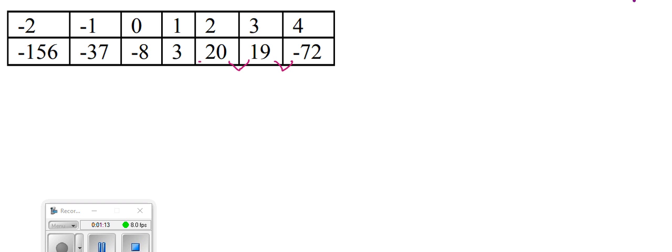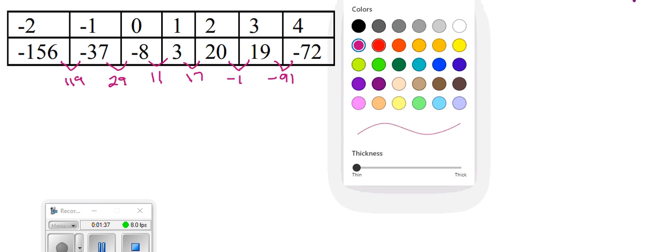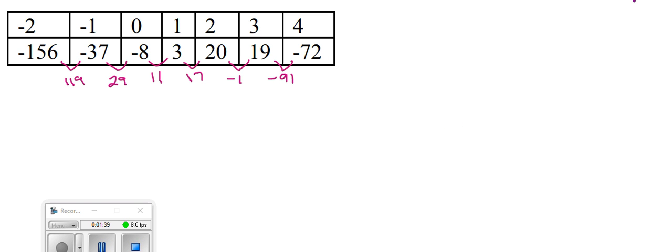So first thing we got to do, we need to find the first differences. We're finding out by doing this what degree this function is. Negative 72 minus 19. 19 minus 20. 20 minus 3. You just keep going down the line. 29, 19. Definitely not linear, which makes sense because we just graphed it and it's not linear.